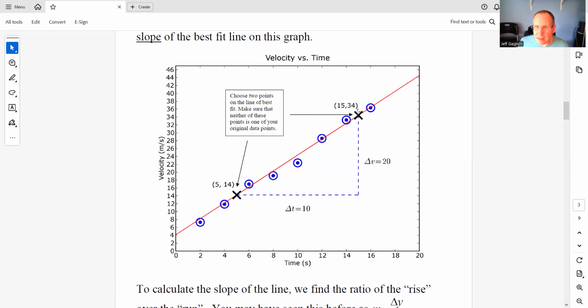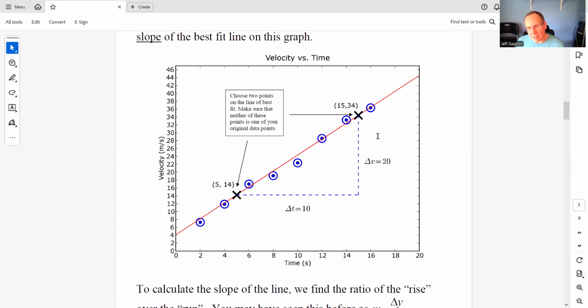Or in this case, it's the change in the variable that's on the y-axis. So change in velocity. You could even think of this as V2 minus V1. So 34 minus 14, that's where the 20 comes from here, divided by the change in the variable on the x-axis, which in this case is time. So it'd be 15 minus 5. Or you could write it as t2 minus t1. And that's where the delta t equals 10 comes from.